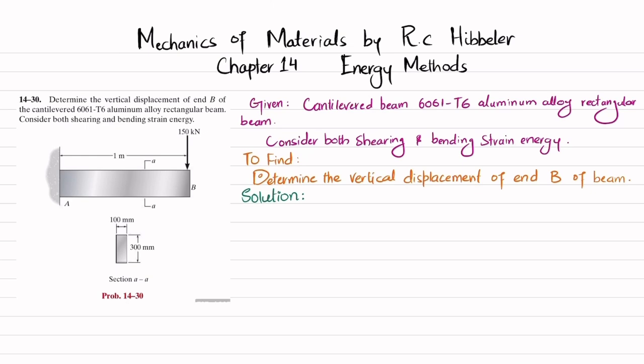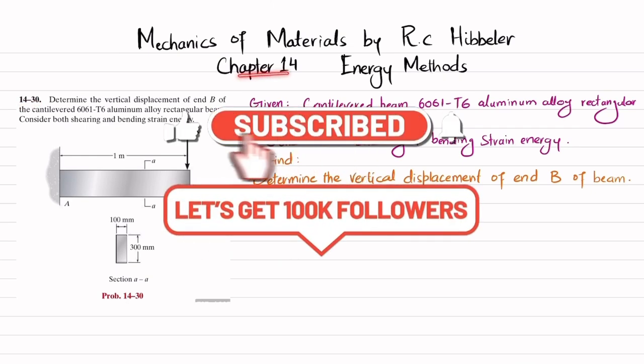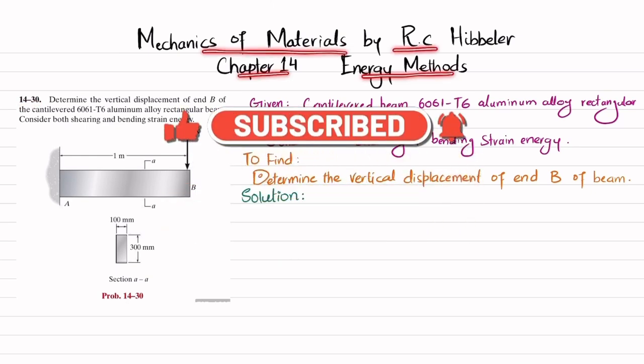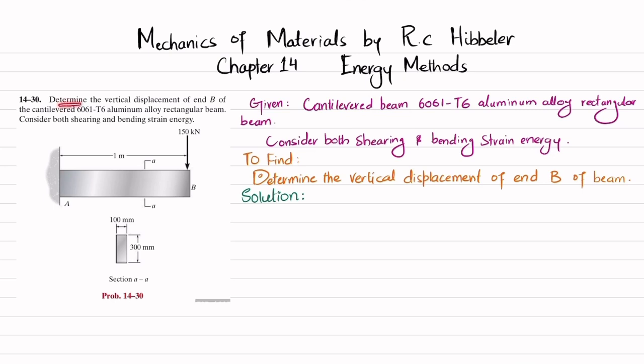Welcome back. Problem 14-30. This problem is taken from chapter number 14, Energy Methods, and the book name is Mechanics of Materials by R.C. Hibbeler. So the statement is: determine the vertical displacement of end B of the cantilever 6061-T6 aluminum alloy rectangular beam. Consider both shearing and bending strain energy.